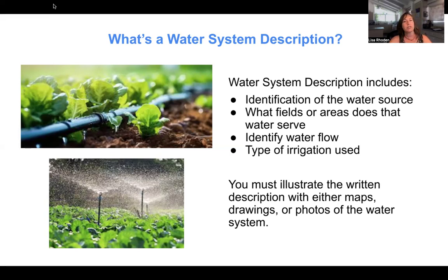The water system description is generally pretty brief, but it does have to be backed up with something that's illustrating how the water flows on the farm. So you're either going to have to supply a map, a drawing, or photos. Any of those things are fine. And in this case, we're not looking for the Cadillac. It doesn't have to be a beautiful, amazing illustration. Just something very basic will suffice.